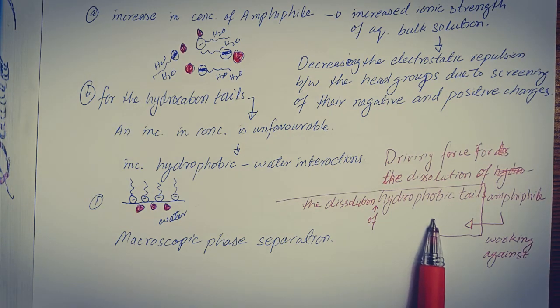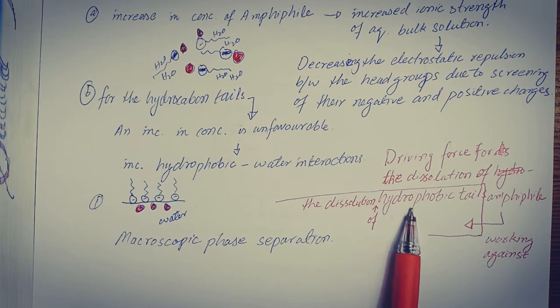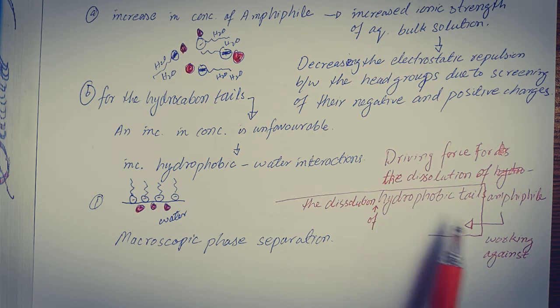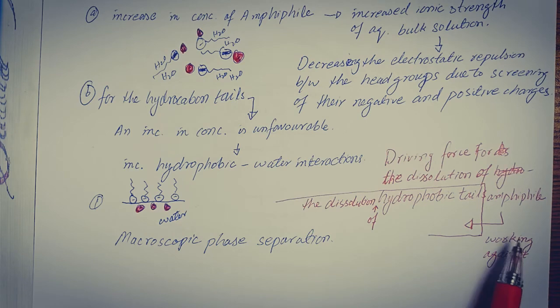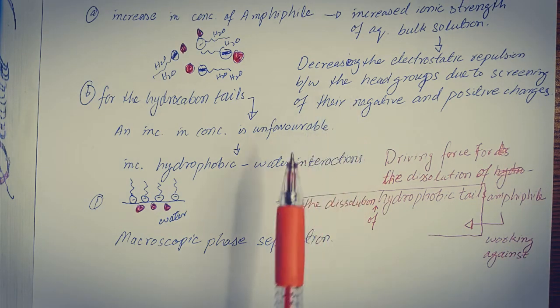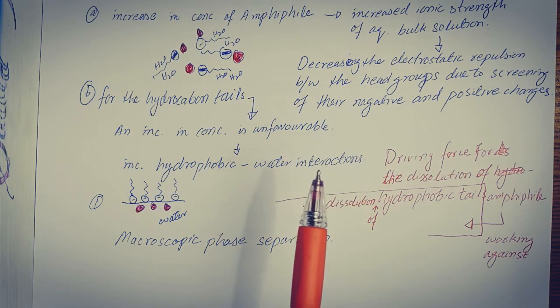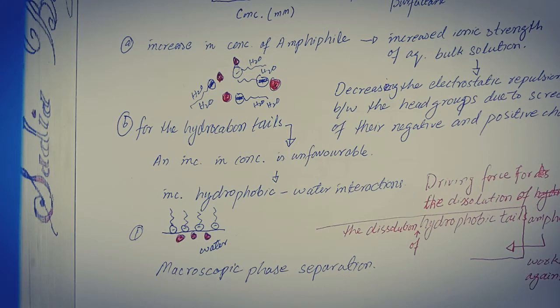hydrophobic tails. Why? Because hydrophobic tails have inverse properties as compared to the increase in ionic strength of the solution. So overall increase in the concentration of amphiphile is increasing the ionic strength of the solution, and thus it is working against the dissolution of the hydrophobic part. That further results into two scenarios, in which first is given here, that is known as macroscopic phase separation.